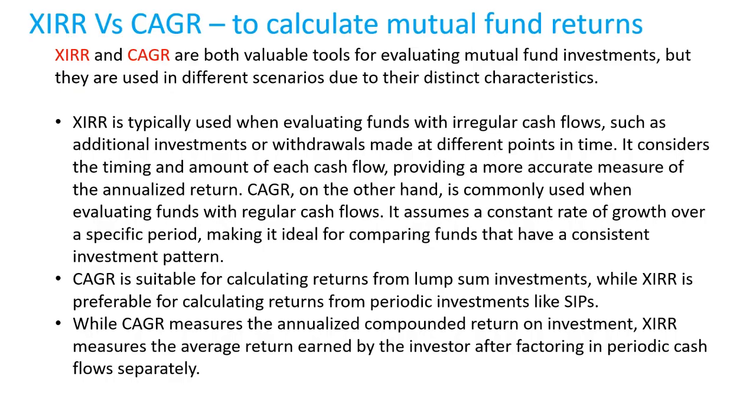XIRR is typically used when evaluating funds with irregular cash flows, such as additional investments or withdrawals made at different points in time. It considers the time and amount of each cash flow, providing more accurate measures of annualized returns. On the other hand, CAGR is commonly used when evaluating funds with regular cash flow. It assumes a constant rate of growth over a specific period, making it ideal for comparing funds that have a consistent investment pattern. CAGR is for lump sum investment, while XIRR is preferable for calculating returns for periodic investments like SIP. CAGR measures annualized compounded return on investment, whereas XIRR measures the average return earned by the investment after factoring in the cash flows.